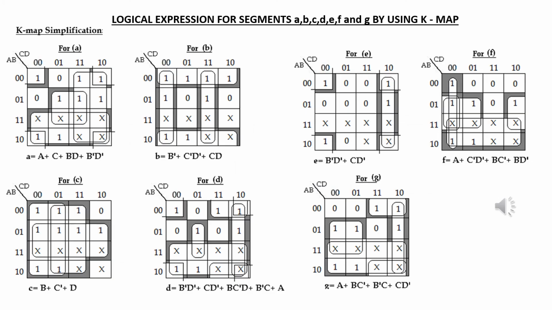Now we will derive the logical expression for the segments A, B, C, D, E, F and G by using the K-map method. Since our input consists of the 4 bit BCD code, we have to use a 4 variable K-map. The 4 variables are considered as A, B, C, D as shown in the diagram. First we will derive the logical expression for the segment A. Look into the truth table. You can see A is having the binary value 1 for the digits 0, 2, 3, 5, 6, 7, 8, 9 and the remaining values should be marked as 0.